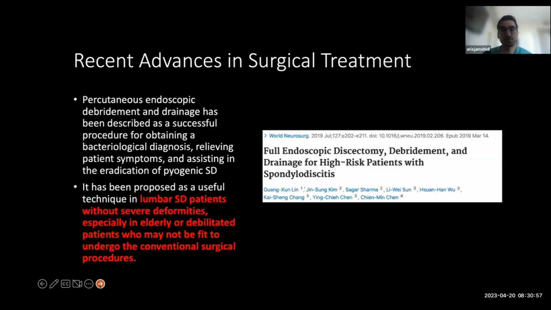In addition to these approaches, full endoscopic discectomy has also been advocated. This was a paper published in 2019. They looked at a series of elderly high-risk patients with spondylolisthesis, and they found that patients without severe deformity, again, especially the elderly or debilitated, can benefit significantly from these less conventional surgical approaches. Typically, you can do this awake, without general anesthesia, and you can actually debride and drain the abscess and relieve the patient's symptoms.